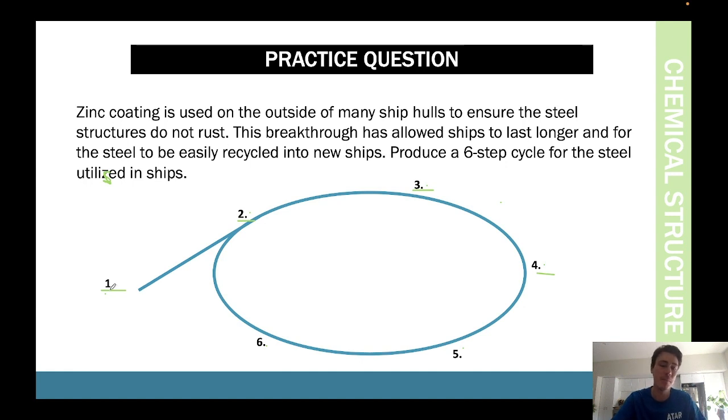So first of all, I'm going to mine the steel. Then I'm going to refine that steel into steel necessary for ship making, send it off to the ship company. The ship company is then going to produce a ship. The ship's then going to be utilized. It's going to be used maybe in transport of materials or something like that. So you utilize the ship. The ship eventually needs upgrading because over time, parts of the ship have begun to rust.